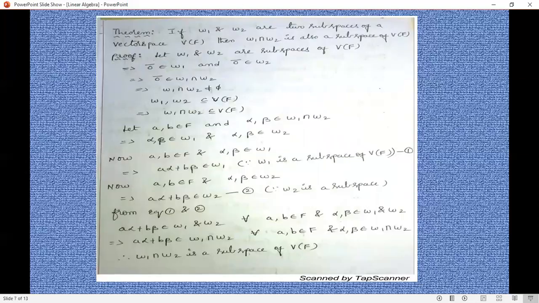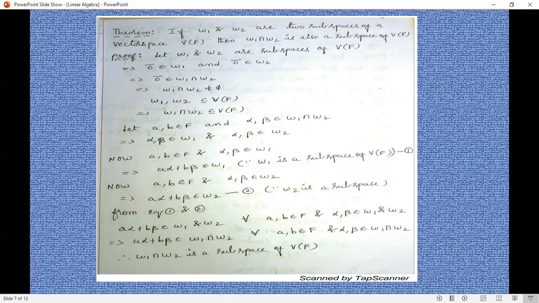Therefore, what we have proved: let a, b belong to F, alpha, beta belong to W implies a alpha plus b beta belongs to W implies W is a subspace of V of F. What we have proved in the theorem: W is a non-empty subset of a vector space V of F. Then W is a subspace of V of F if and only if a alpha plus b beta belongs to W for all a, b belong to F, alpha, beta belong to W.